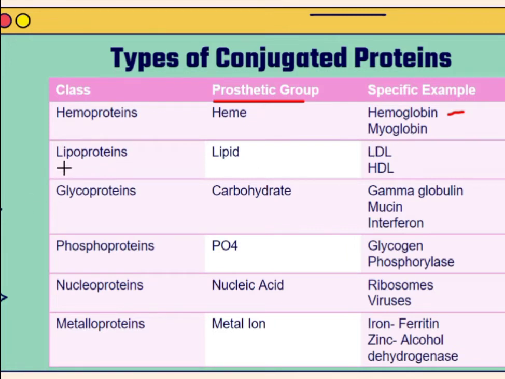Then you also have your lipoproteins, whose prosthetic group is the lipids or fats. A good specific example is LDL, low density lipoprotein, and HDL, which is the high density lipoprotein. And then here are the glycoproteins, whose prosthetic group is carbohydrates. A good example is your gamma globulins, the mucin, and interferons. You also have again your phosphoproteins, whose prosthetic group, or non-protein group, is a phosphate, in the form of, for example, glycogen and phosphorylase. And then the nucleoproteins, with a nucleic acid prosthetic group, a good example being those integrated with the DNA and RNA, such as in the case of ribosomes. Then metalloproteins, whose prosthetic group is, of course, metal ions, in the form of ferritin, and then zinc, which is under the alcohol dehydrogenase.